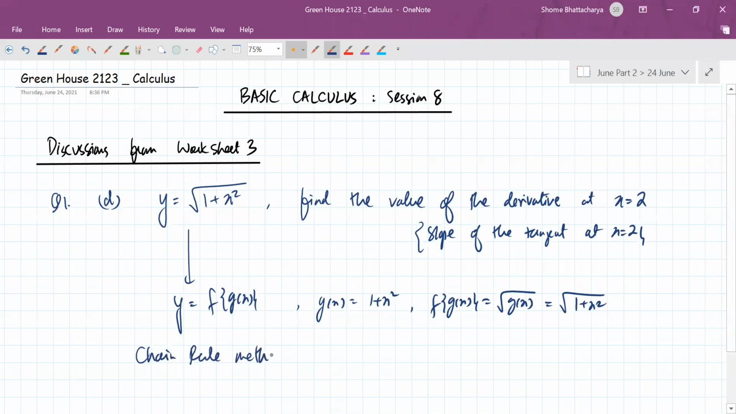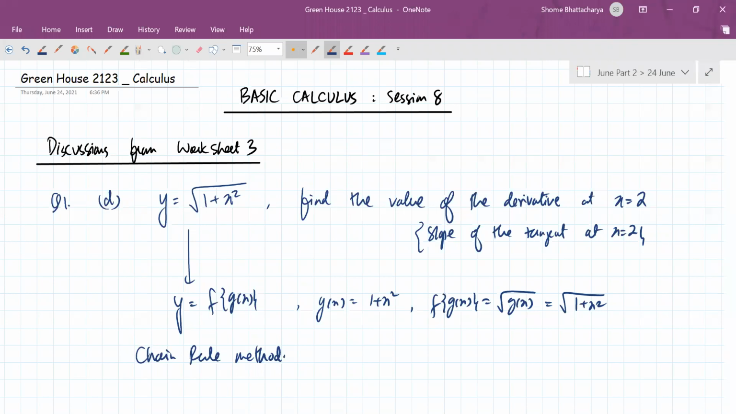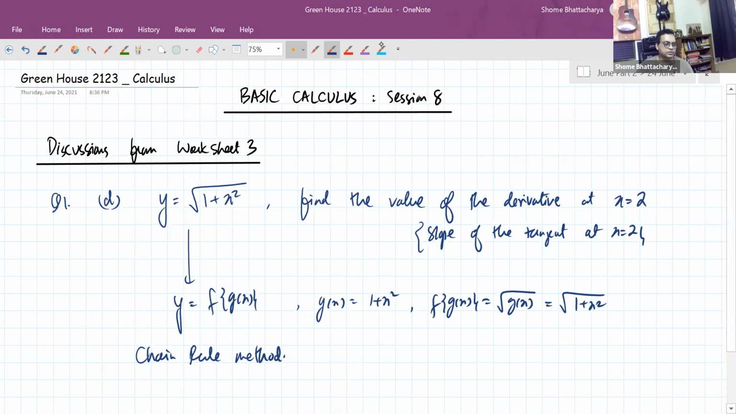Sir, we'll first solve the square root part and then 1 plus x square. Can't hear you, but speak a little louder, please. So here in this case, first we'll solve the square root and then 1 plus x square. Your audio is not clear, but come closer to the mic and speak.